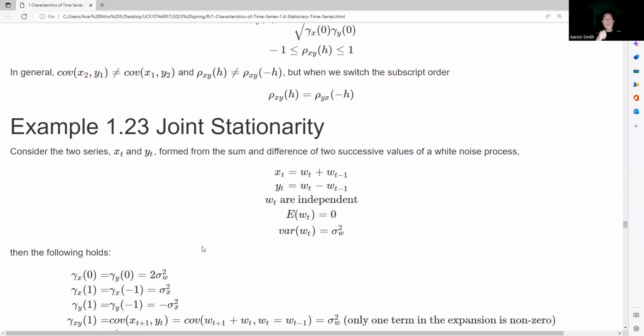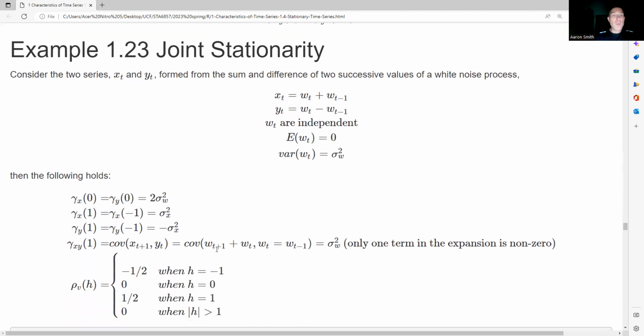All right, so let's look at an example of two time series that are jointly stationary. Once again, we're going to take a white noise process, and we're going to say that x is the sum of consecutive white noise, while y is the difference between consecutive white noise. We'll say that the white noise terms are independent, with expected value 0 and constant variance.